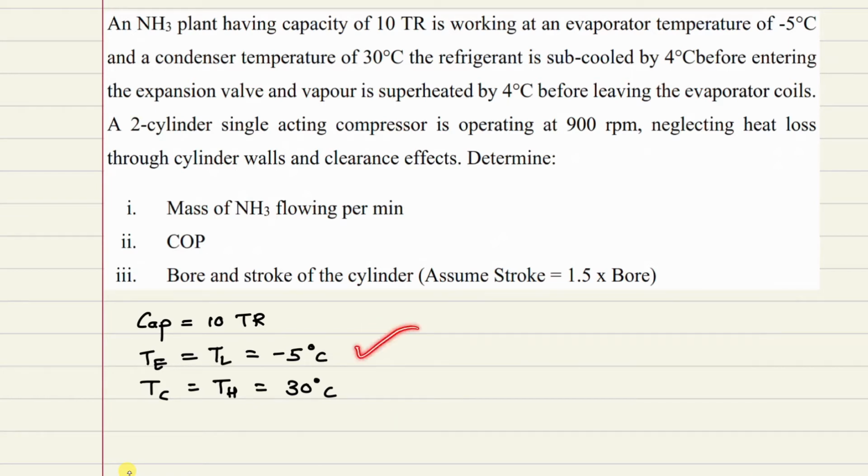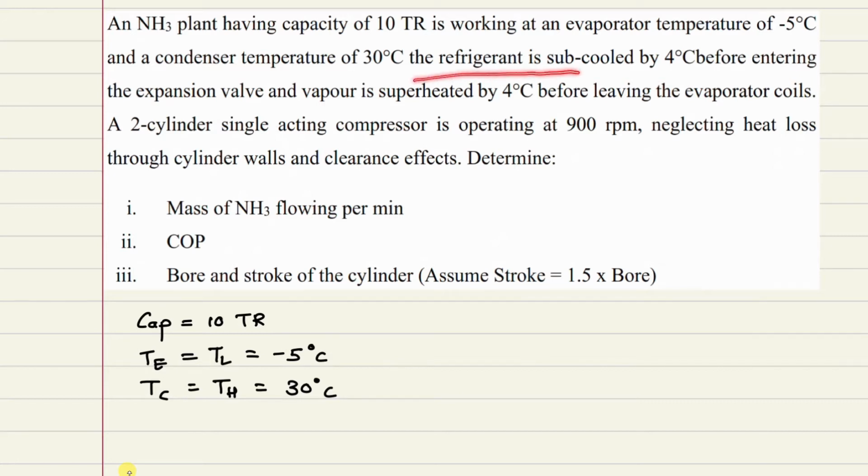Here in the question temperature is given, so we are drawing according to temperature. But if pressure is given, we have to solve the numerical according to the saturation pressure, and that type we have already seen in the practical session. So how to draw the cycle if pressure is given was explained during the practical session. Now we'll read the next data.